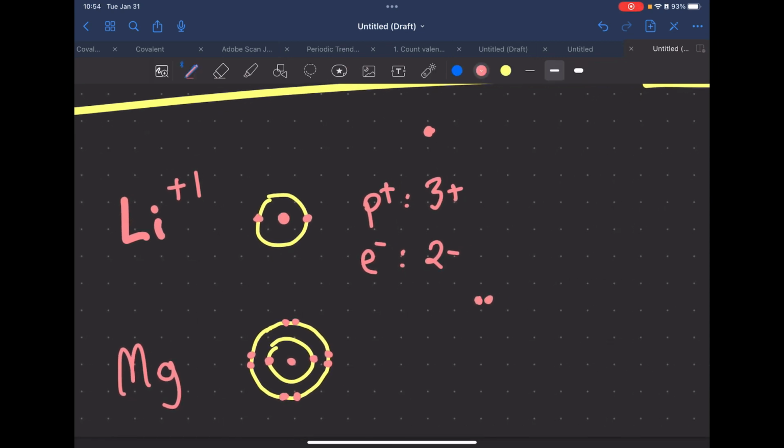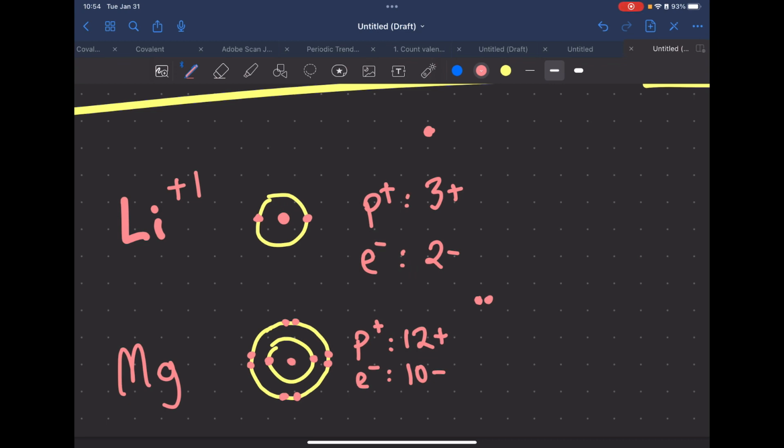But now, in order to get to that octet, it had to lose 2 electrons. How many electrons does it have left? 10. It has 10 electrons left. How many protons does it have left? Still 12, because we didn't lose any, right? We didn't get rid of any. That's a charge of plus 12 in the nucleus and a charge of negative 10 going around that nucleus.